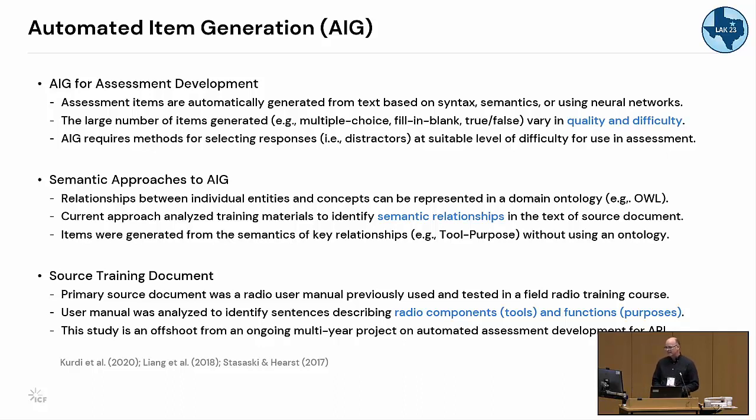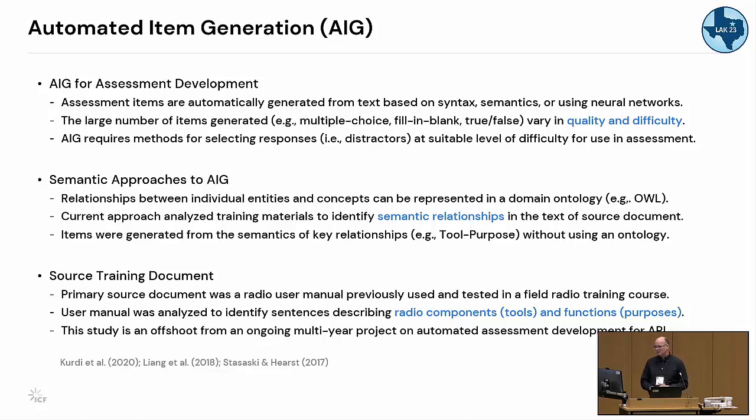So in this case, the items were generated from the semantics of key relationships. And what I'm going to focus on here is the relationship between a tool and a purpose. The training that we're examining is a radio. So it was a piece of equipment, with the components of the radio and the functions of the different components. So it's a relationship between a tool and a purpose.